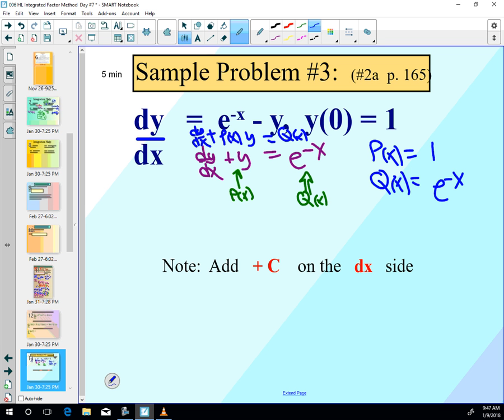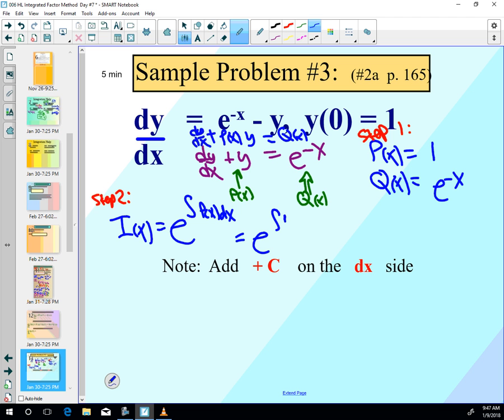So now, that's step 1. We did it. Yay! Step 1. Found p of x and q of x. Next one, step 2. Now we need to find I of x. I of x is the integrating factor e to the integral of p of x dx. So this is just going to be e to the integral of 1. So this is just going to be what? E to the x. So my integrating factor is e to the x.